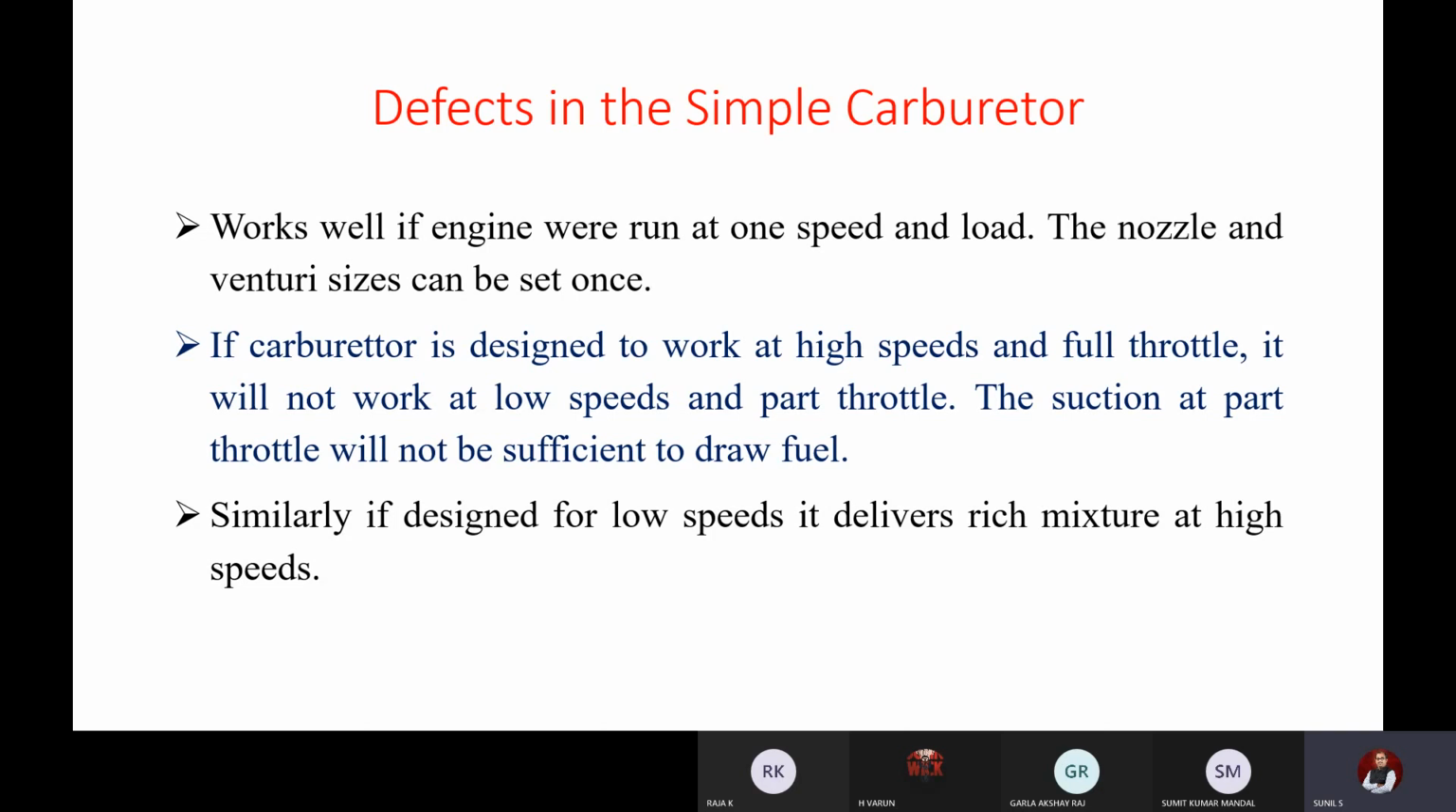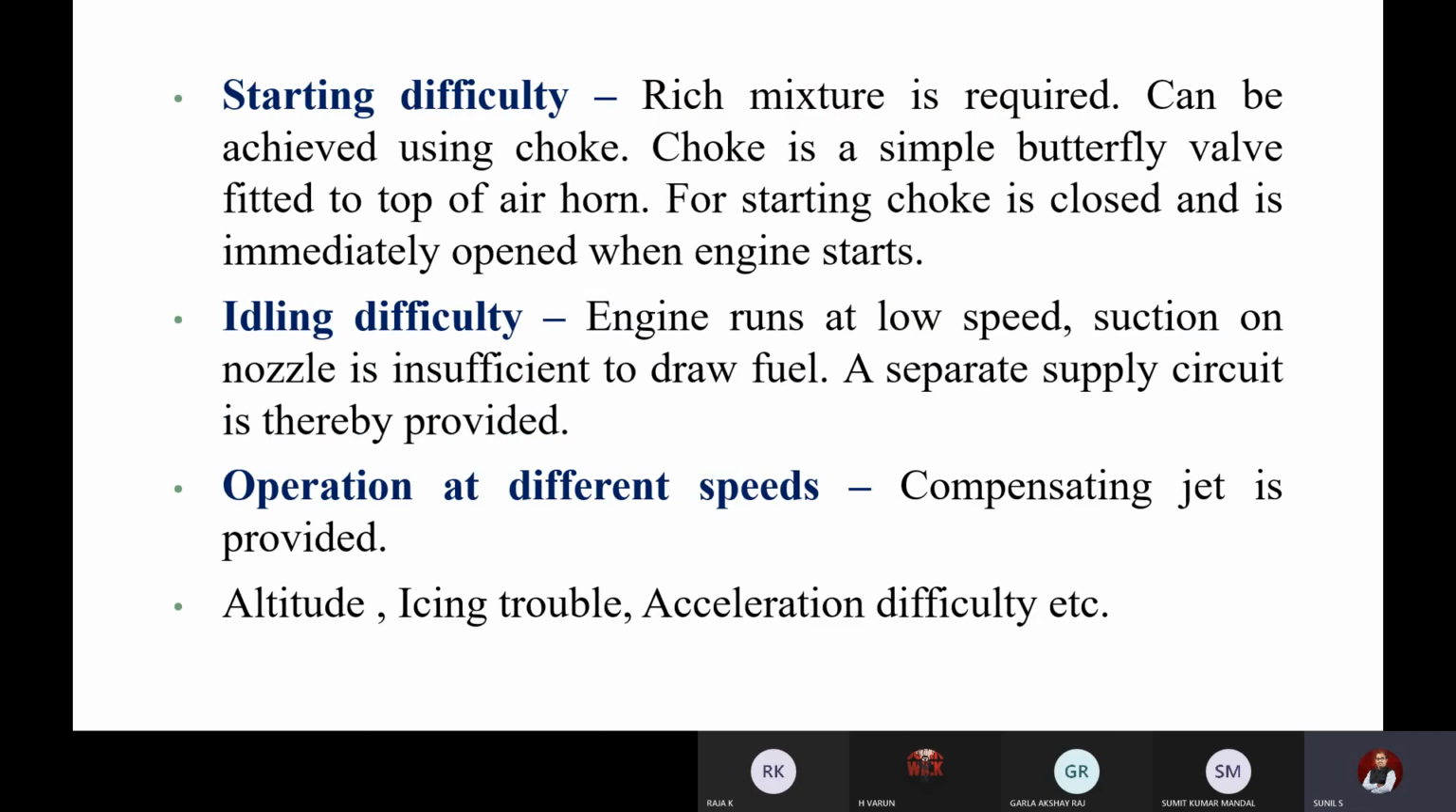Now, what are some of the difficulties faced in this type of carburetor? One is the starting difficulty. For starting an automobile, as we discussed yesterday, there are various criteria: starting, idling, cruising mode, and power mode. These are the different modes under which an automobile works. For starting conditions, a rich mixture is always required.